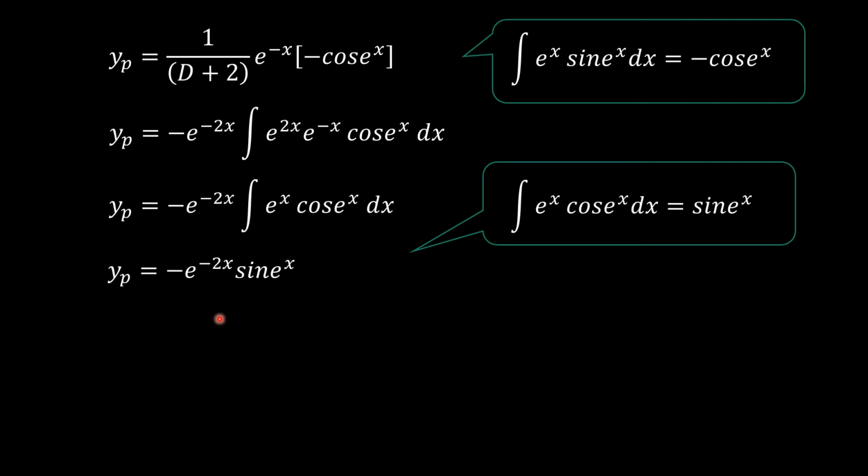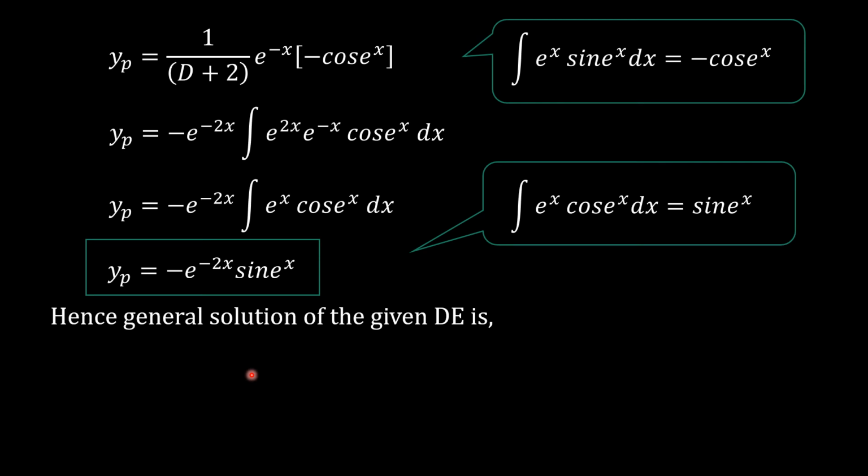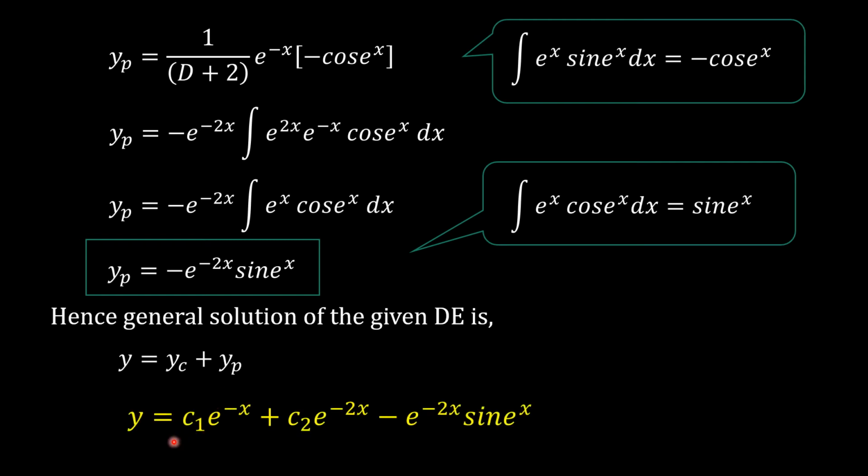And therefore, the general solution of the given differential equation is y equal to complementary function plus particular integral, that is yc plus yp. Replacing the expressions of yc and yp here gives us y equal to c1 e raised to minus x plus c2 e raised to minus 2x minus e raised to minus 2x into sine of e raised to x, which is the required general solution.